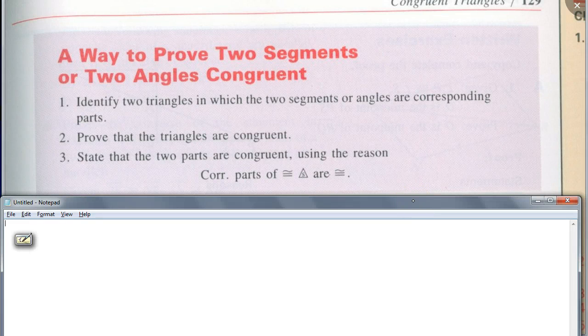Isn't this what we've been doing so far? Do you guys see that? Okay, so this is a nice summary of what these proofs are for. And do you think on your homework tonight this is useful? Yes. Okay. Any questions? Do you understand? Yes? Okay.